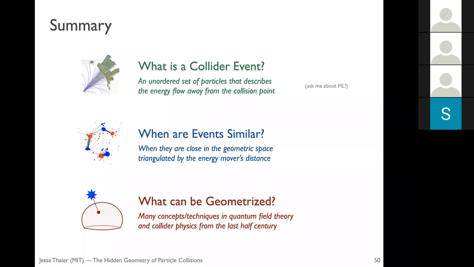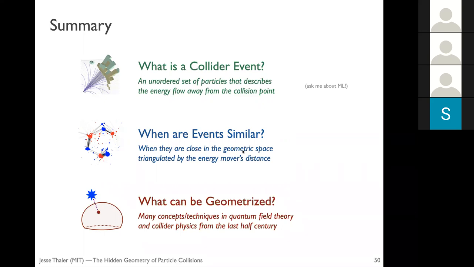So first, what is a collider event? A collider event is an unordered set of particles that describe the energy flow away from the collision point. And I have some backup slides about the relevance of this perspective for machine learning, but this is one representation of collider events, and in some sense the one that is most sensible and most robust for massless gauge theories.